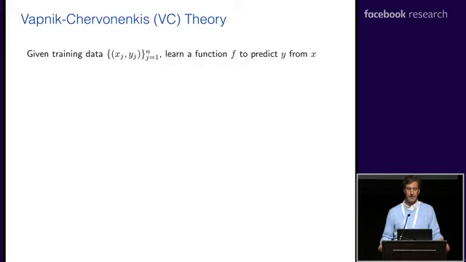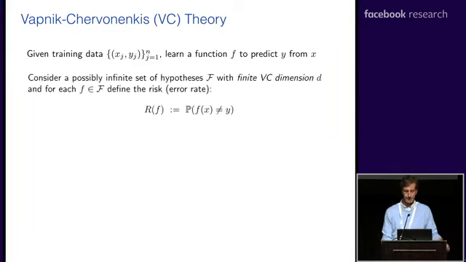So suppose we're given a set of training data x, y, so those are our labeled examples, and we want to learn a function f to predict y from x. So we're going to consider a possibly infinite set of hypotheses. I'll call it script F. I guess I was calling this script H before, so my apologies for changing the notation a little bit.